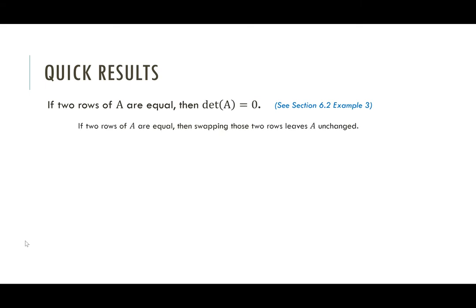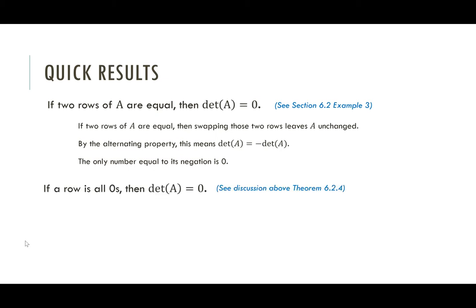Well, if two rows are equal, then swapping those two rows leaves A unchanged. But by the alternating property, swapping two rows means you have to change the sign, and so the determinant of A will be equal to minus the determinant of A, and the only number equal to its negation is 0. And so if two rows are equal, the determinant is 0. That should be a relief, since if two rows are equal, the matrix is not invertible, and so we wanted it to be 0. And there you go.